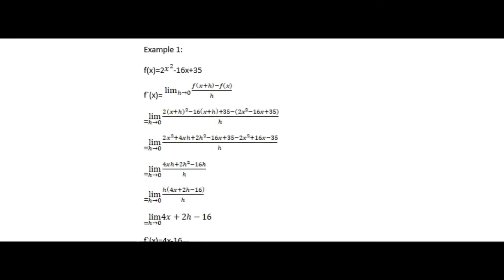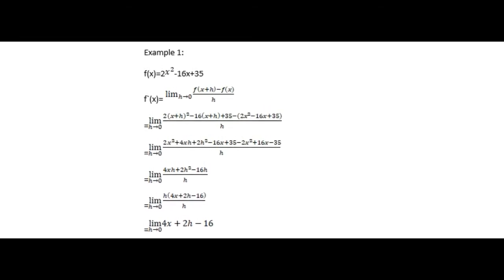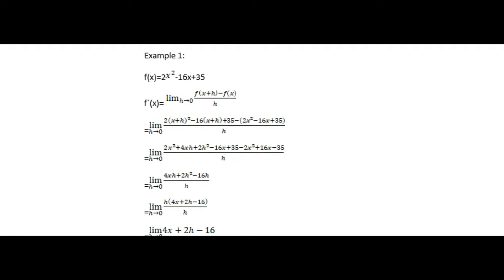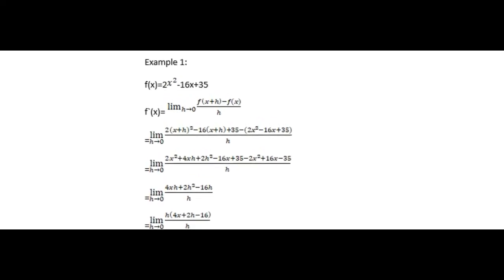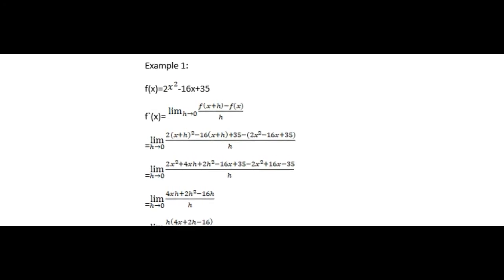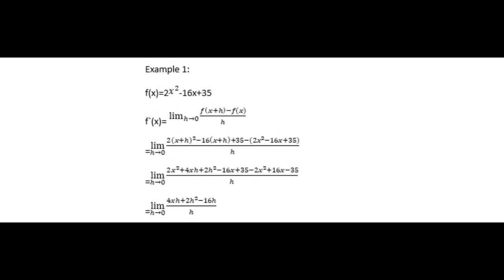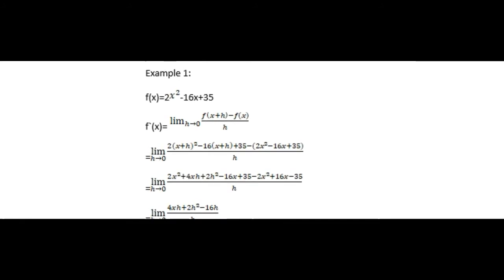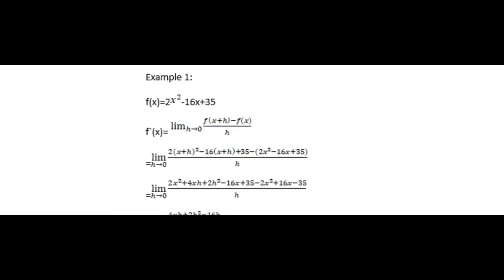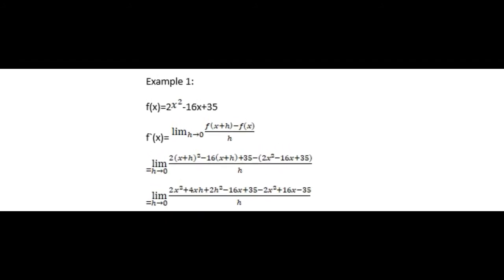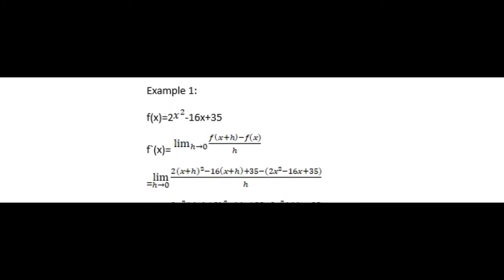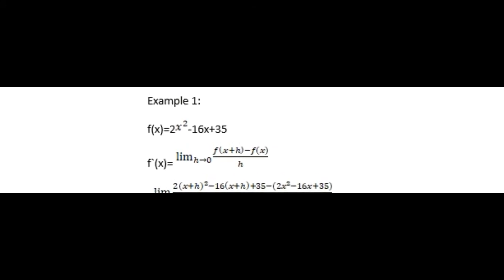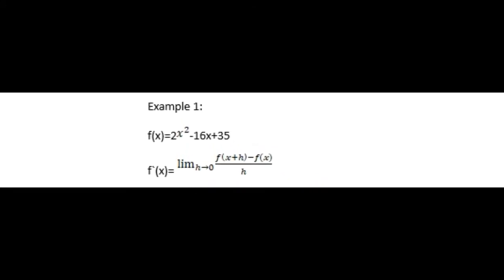Given number 1, f of x is equal to 2x squared minus 16x plus 35. So, all we really need to do is to plug this function into the definition of the derivative. First, plug the function into the definition of the derivative, which is f prime of x is equal to the limit of f of x plus h minus f of x all over h as h approaches 0.